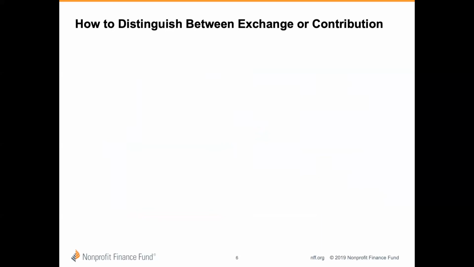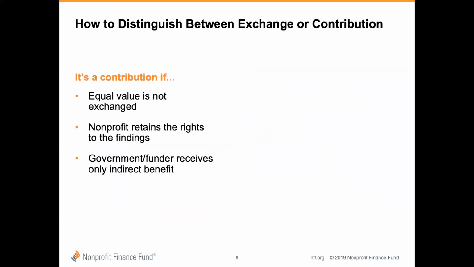Well, it's not reciprocal, it's not an exchange, and therefore it's a contribution. So why is that? Well, commensurate or equal value is not being exchanged. This is the key. Help for Homeless Youth retains the rights to and receives the primary benefit of the findings. The funder does not. The government agency may receive a benefit as the findings may benefit the general public, but it is not a direct benefit to that agency. So this is philanthropic. There is no expectation of benefit or value on the part of the agency.